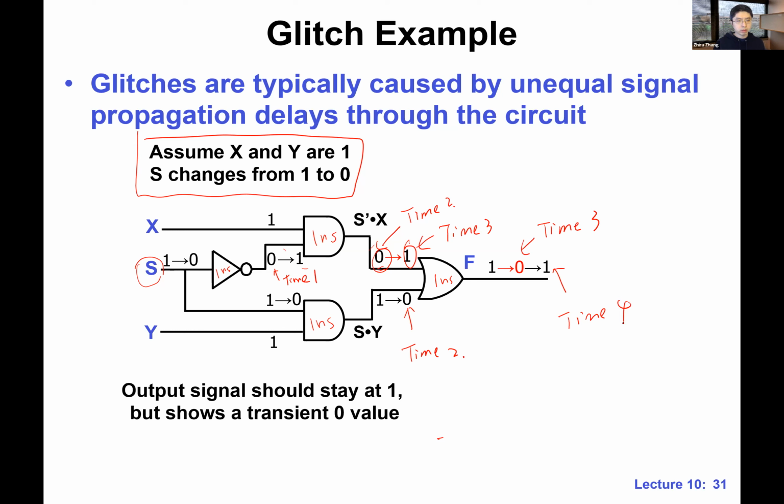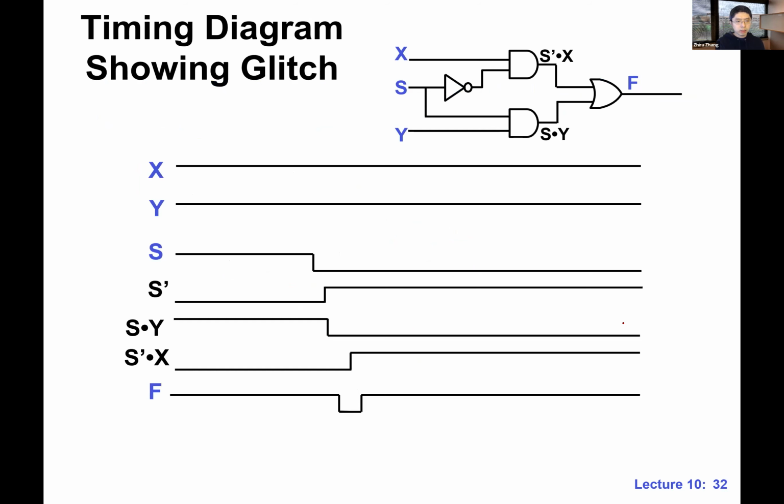One more time: the output signal is supposed to stay at 1, but there's a transient, which is where we have a dip. We have a 0. On the timing diagram, the glitch looks like this; it's not going to be always 1. So we have this static 1 hazard.